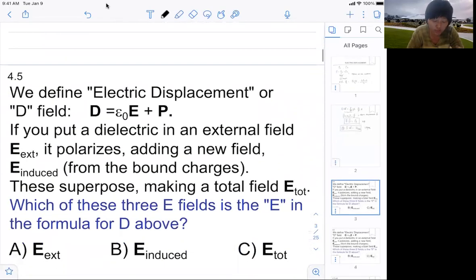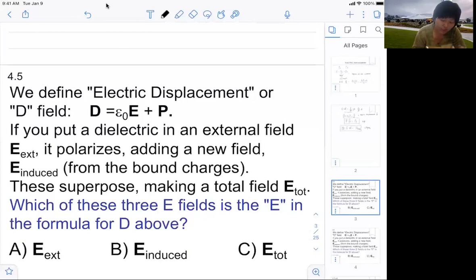So this is what we just did, right? We defined an electric displacement field. We call it the D field, because both E and P are in it. If we put this dielectric material in the external field, E external, and it polarizes, adding a new field, right? The new field that's due to the bound charges is the E induced. And these two in superposition become the total E field, right?